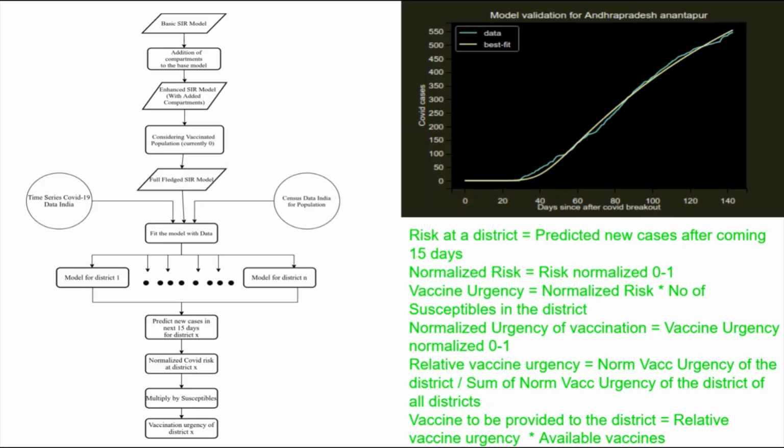Now this small picture gives the validation of our model, which fits the COVID data for a particular district, that is Anantapur in Andhra Pradesh, and the fit is quite good. You see the yellow mark is the fitted part, and the real data is the blue one. As the fitting is quite good, we can say our estimation is quite good. So thank you for this. The front end presentation will come up soon after this. Thank you.